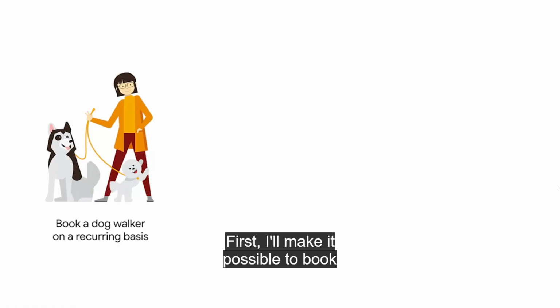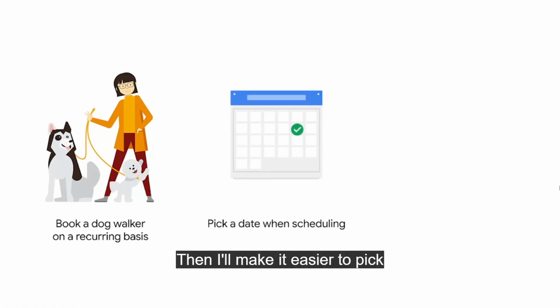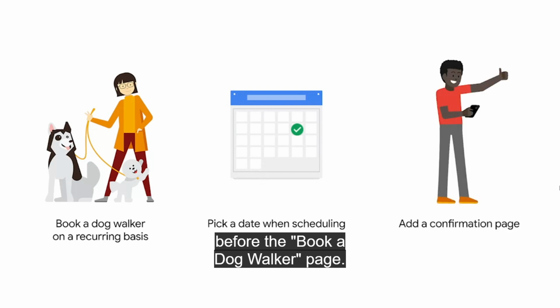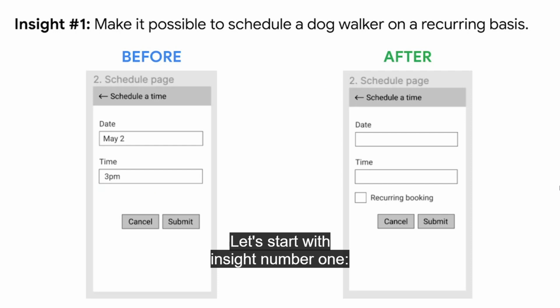First, I'll make it possible to book a dog walker on a recurring basis. Then I'll make it easier to pick a date when scheduling a dog walker. And third, I'll add a confirmation page before the book a dog walker page. Let's start with insight number 1. Make it possible to schedule a dog walker on a recurring basis.